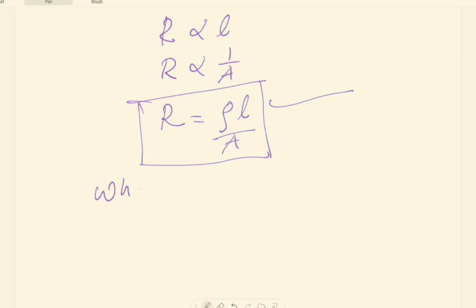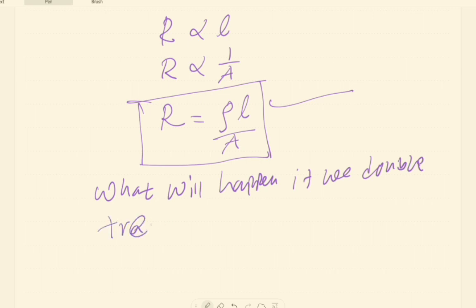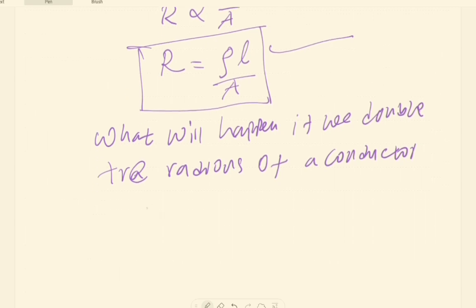What will happen if we double the radius of a conductor?